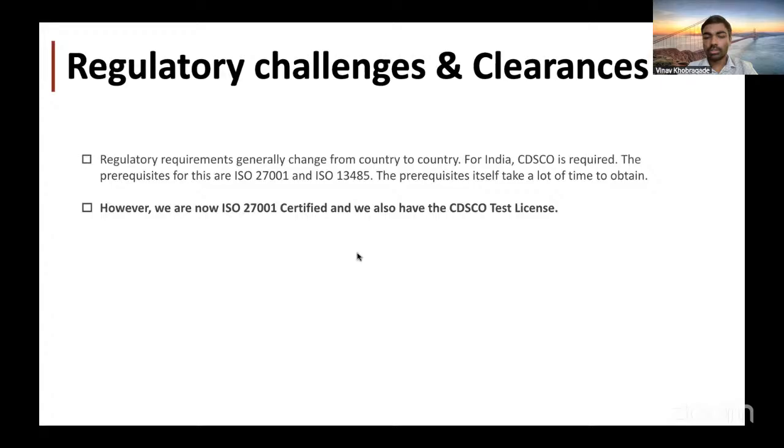Apart from this solution, we also have an oral screening solution. So instead of eyes, we take images of the mouth, the oral area, and we suggest problems like caries, cavities, calculus, gum diseases, things like that. So that is how it works.